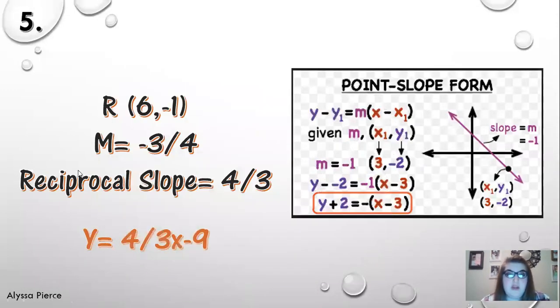Okay, so the point we were given was (6, -1). The slope we were given was -3/4. This is the point-slope formula, so that's what we're going to use to find that other line. So we need to find the reciprocal slope. The reciprocal of -3/4 is a positive 4/3. So that's going to give us, with this formula, 4/3 x minus 9.